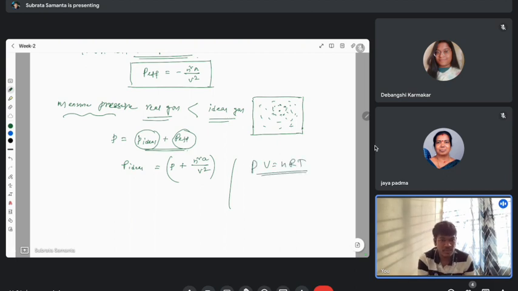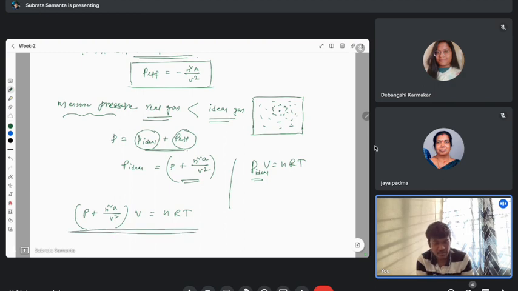But we write an equation when considering molecular attractions. So then this is actually the ideal gas equation. If we replace P ideal by this amount, what will we get? P plus n squared a by V squared, into V, equals nRT. We get this type of equation.